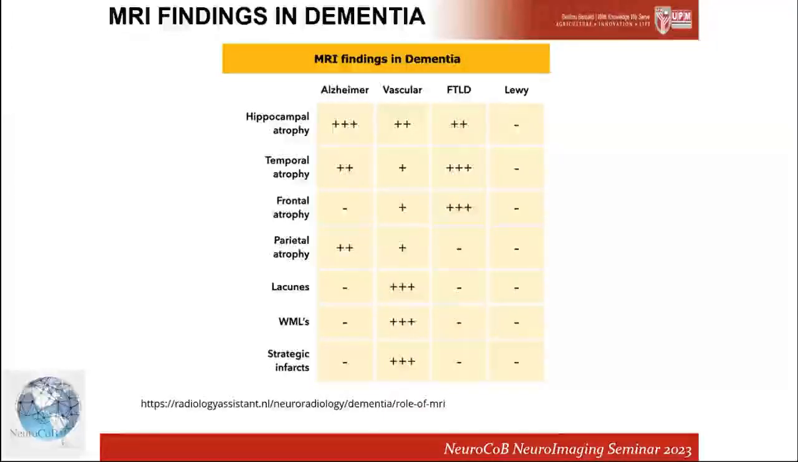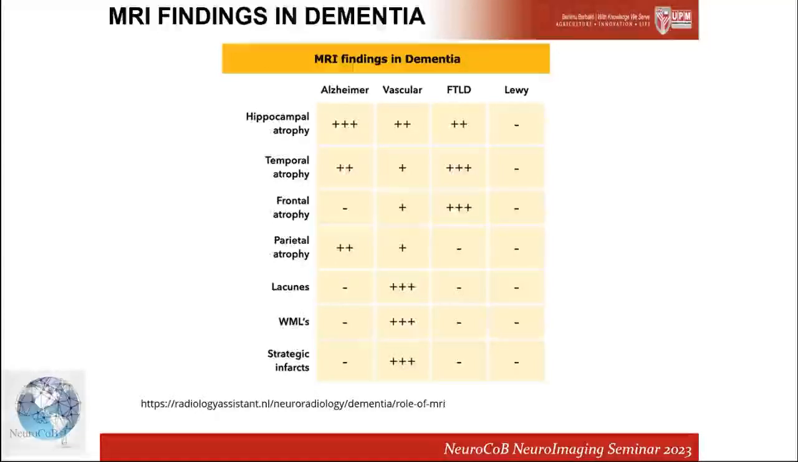There are four groups of dementia, as I told you just now: Alzheimer, vascular, FTLD, and also Lewy body. So you can see here, for example, in Alzheimer disease, the hippocampal atrophy is marked, but not so marked in vascular and also FTLD, and absent in Lewy body. So this is how we try to classify the neurodegenerative dementia.